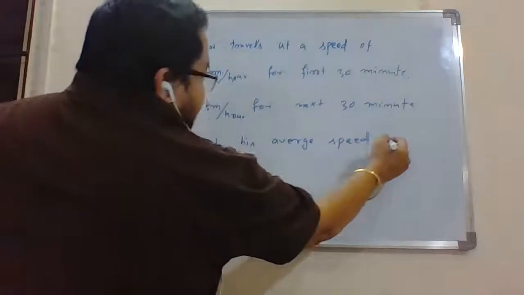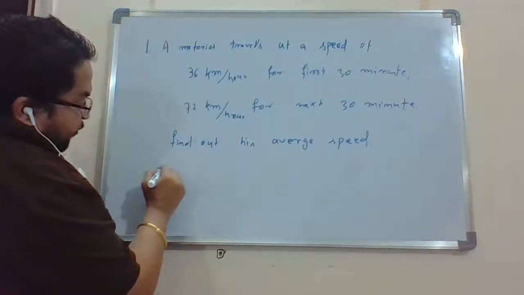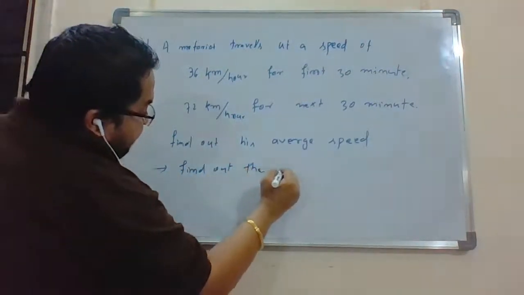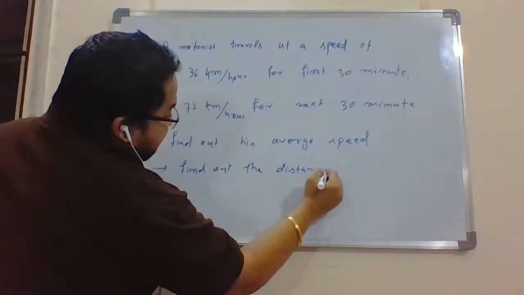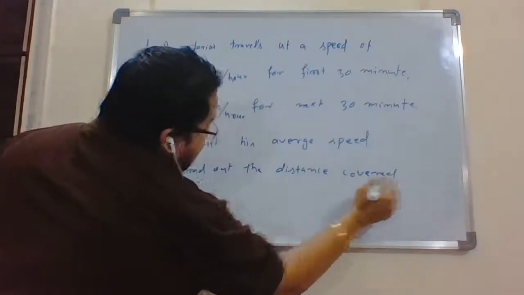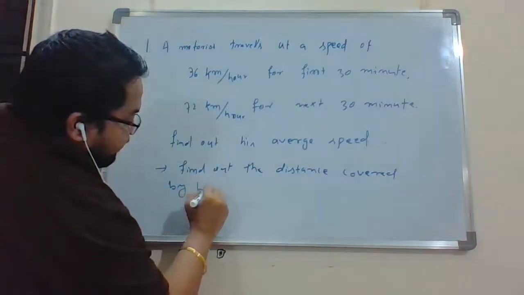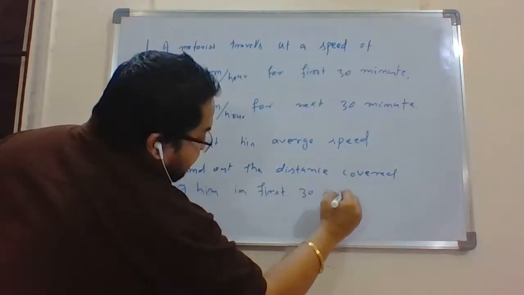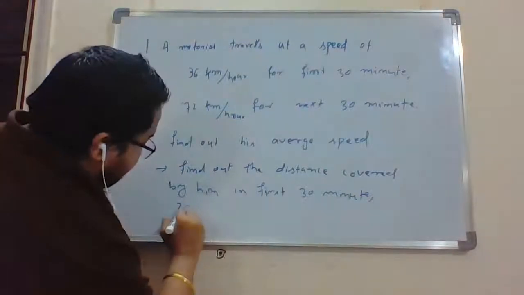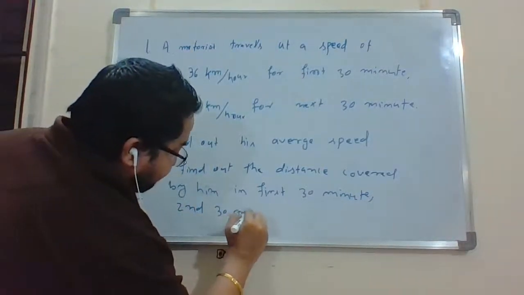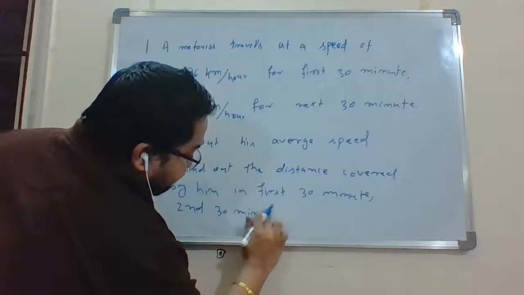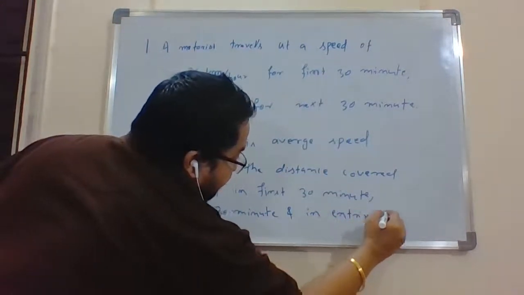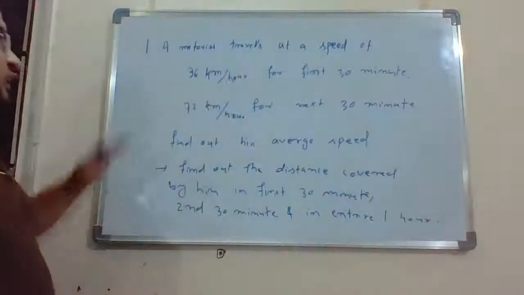First, find out the average speed, and the second part of this is to find out the distance covered by him in the first 30 minutes, the second 30 minutes, and in the entire 1 hour. So this is the practice problem.